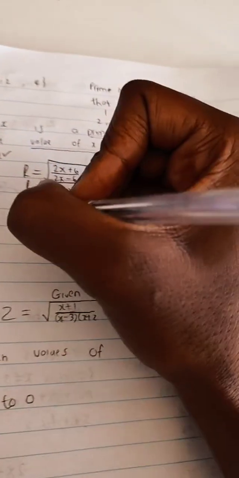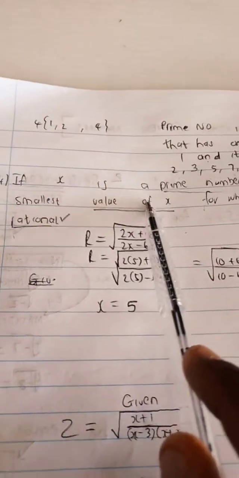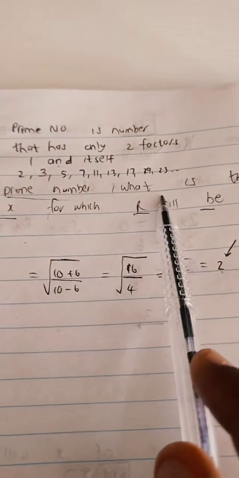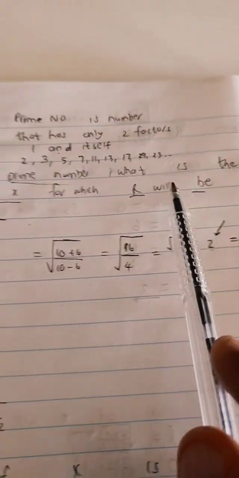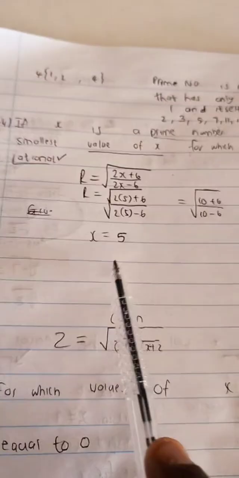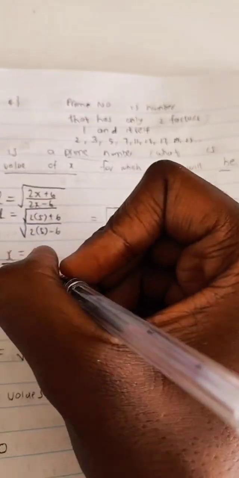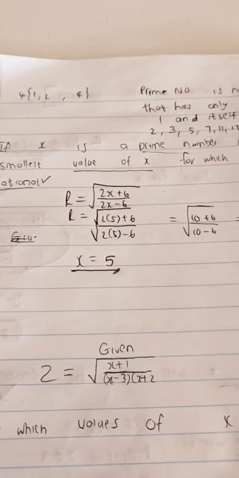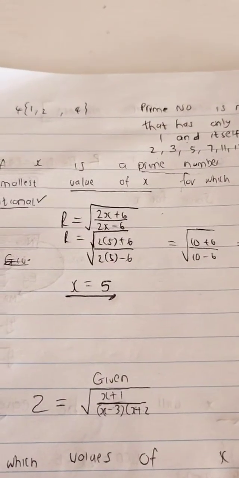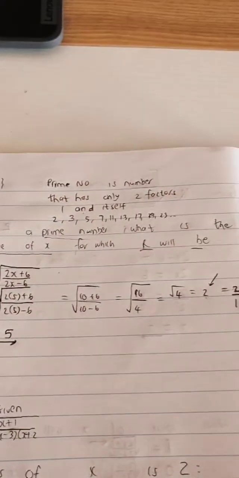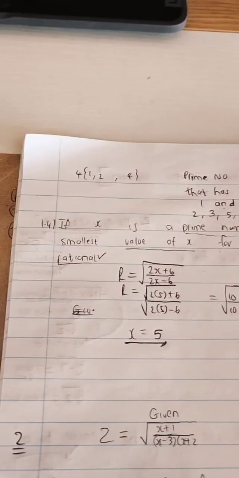So therefore that means our smallest prime number, the smallest value of x, which is a prime number for which R will be rational, is when x is equal to what? To 5. That's it. Done, dusted. Okay.